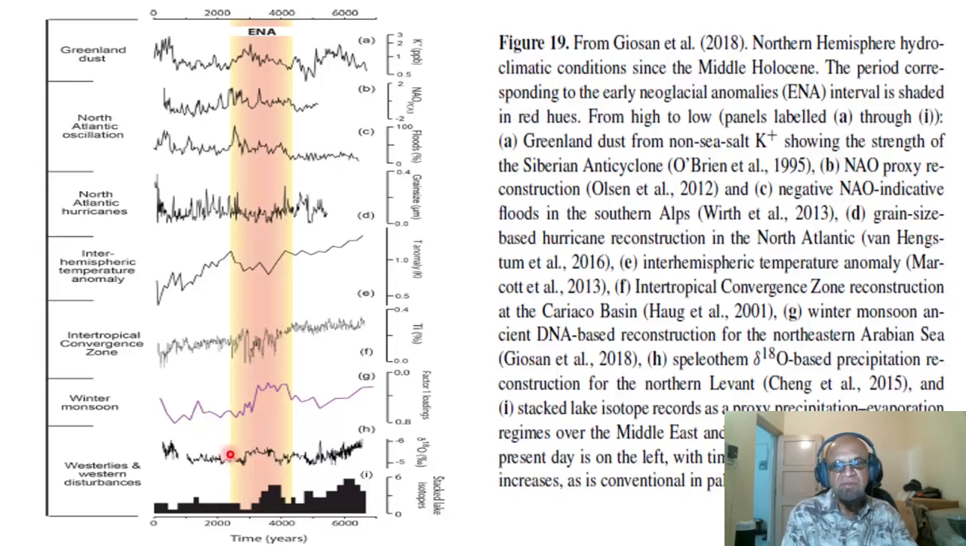Westerlies and western disturbances using delta O18, so that's H here. Speleothems delta O18 based precipitation reconstruction for the northern Levant, which is the Middle Eastern region, and stacked lake isotope records as proxy precipitation evaporation regimes over the Middle East and Iran. And the present days, so we are basically going from about 7,000 years back towards the present, and this is the early neoglacial anomalies interval that is shaded here. Okay, what does this all mean?